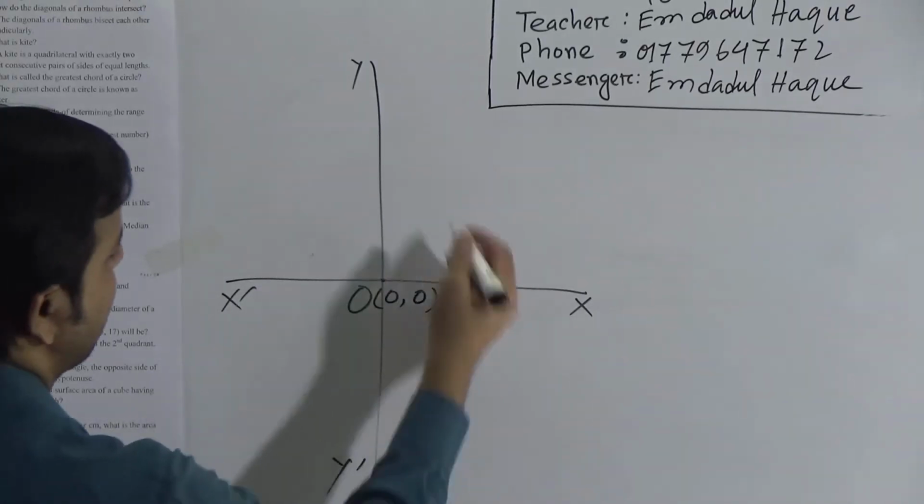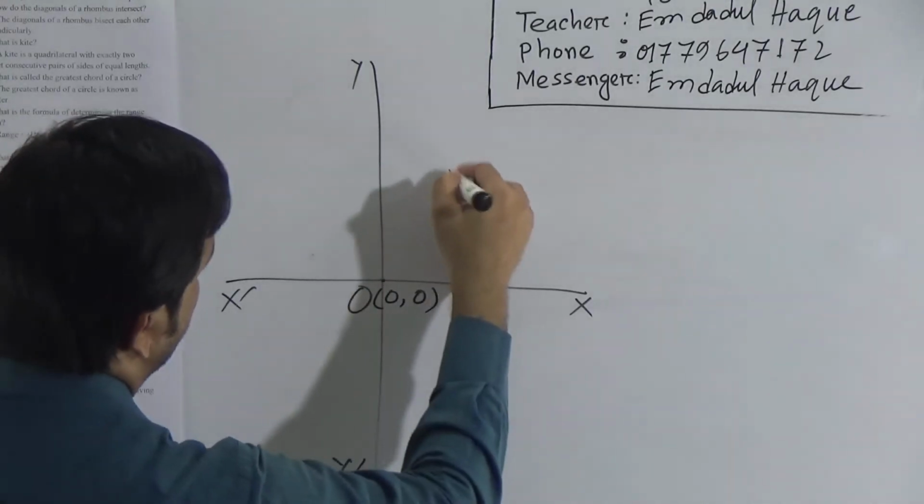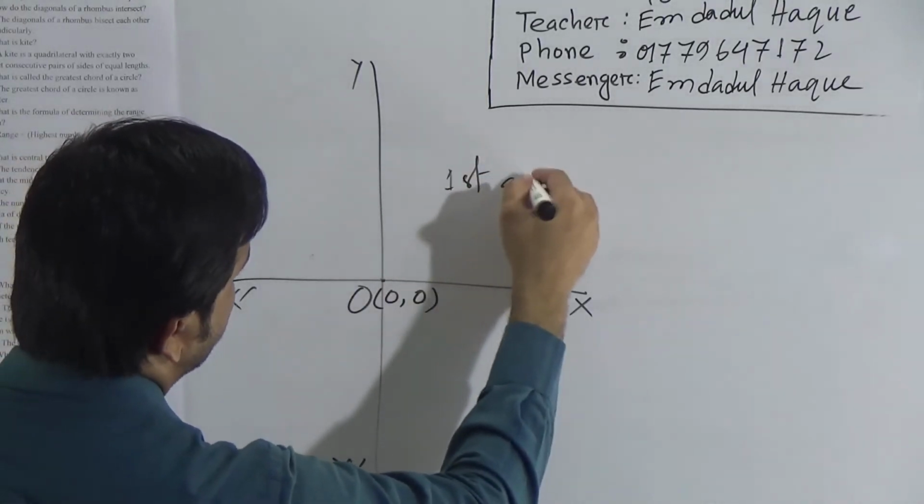Okay, dear students, so we can say this quadrant is the first quadrant. This is known as the first quadrant.